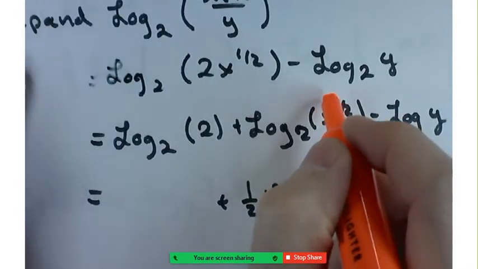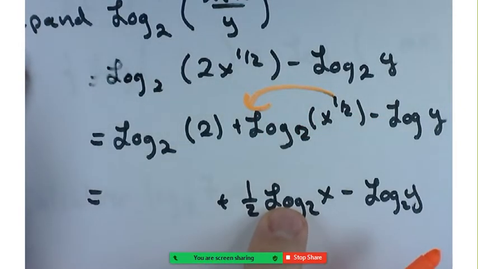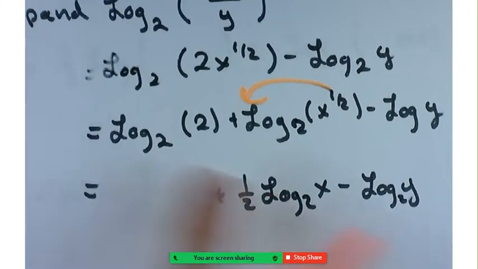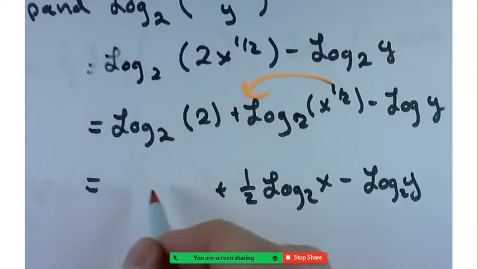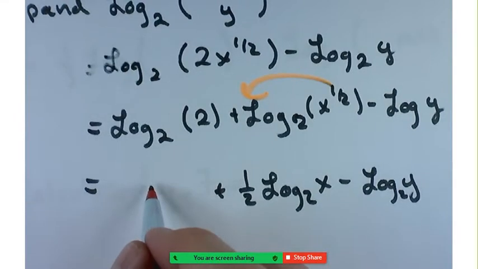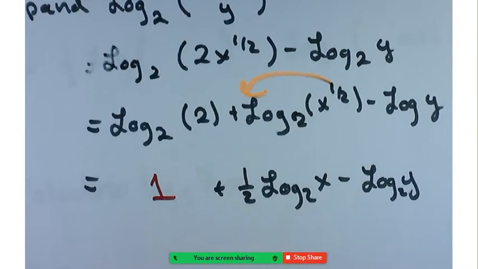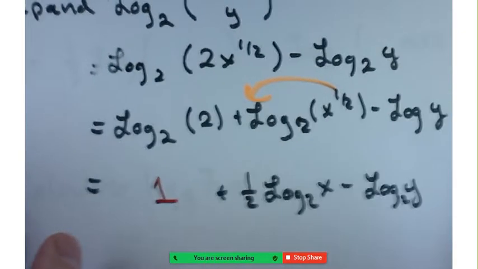The 1/2, we can use our power rule there. That 1/2 comes out in front. But log base 2 of 2, well, I'd probably ask that you simplify that. What does log base 2 of 2 turn into? A 1. Yep. Nice.